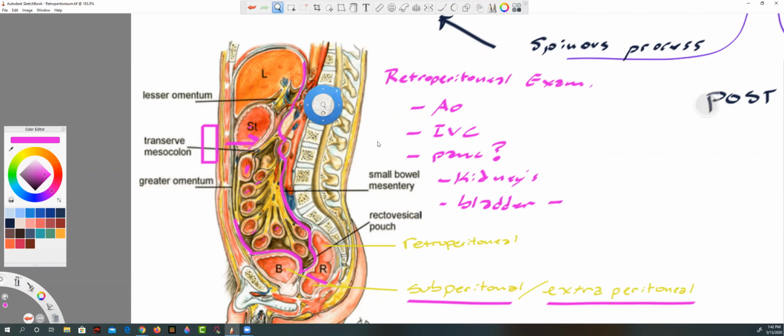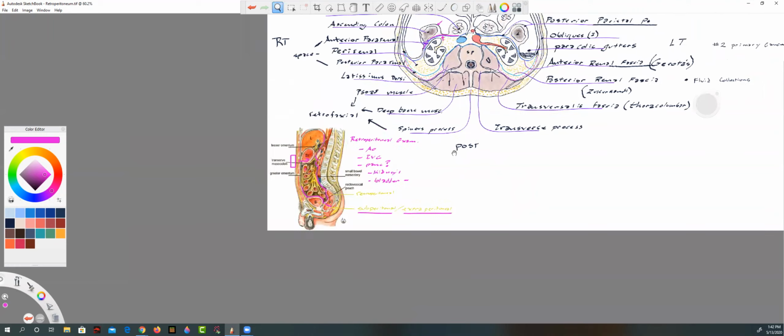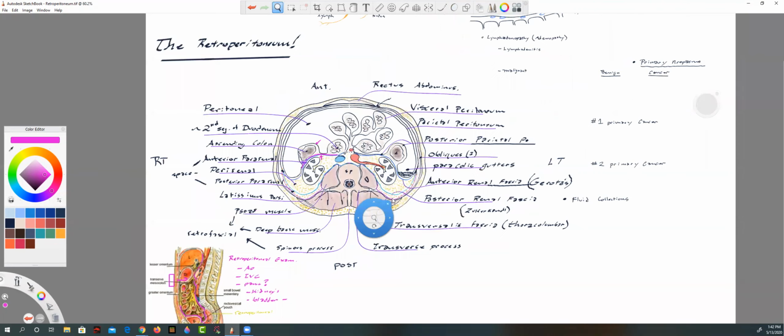You can pretty much guarantee that what the doctors want to see is kidneys and bladder, not the aorta and the IVC. All right, I'm really liking my picture today. Let's see, 142.